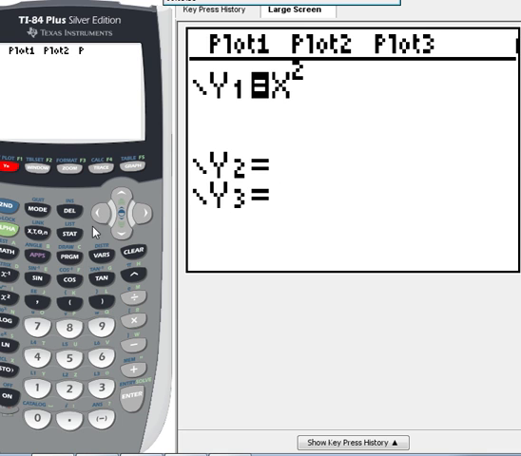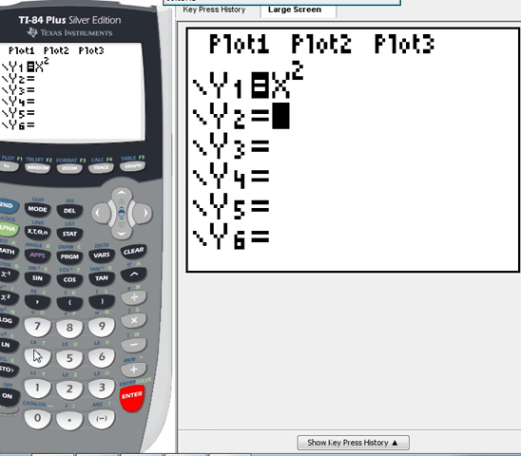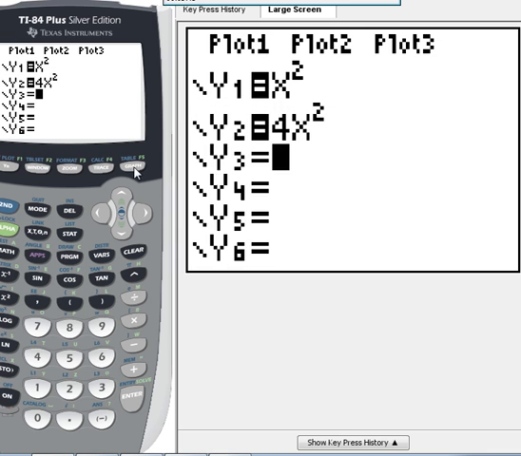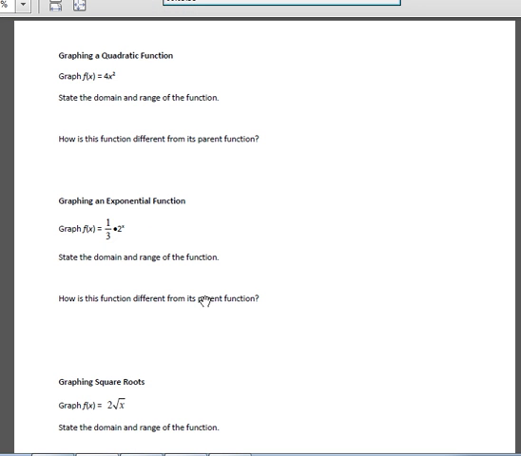Now go back to y equals, and we're going to do 4x squared. Graph it, and watch what it does. This one has a 4 inside of it. What is that all about? And we've already kind of talked about this in class. Domain and range.